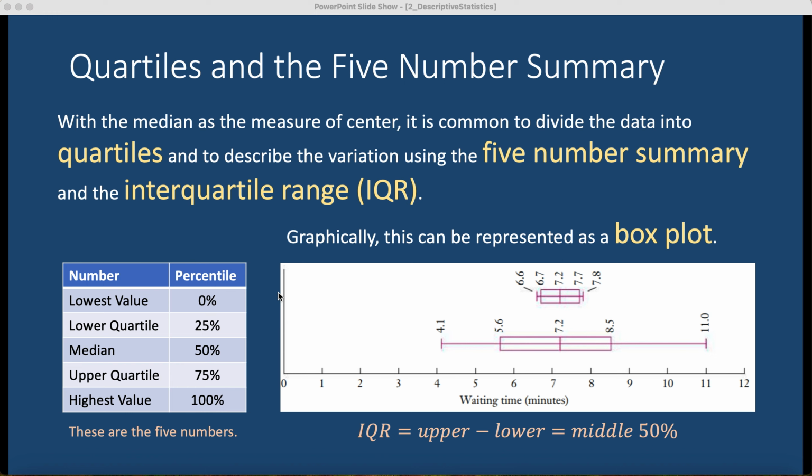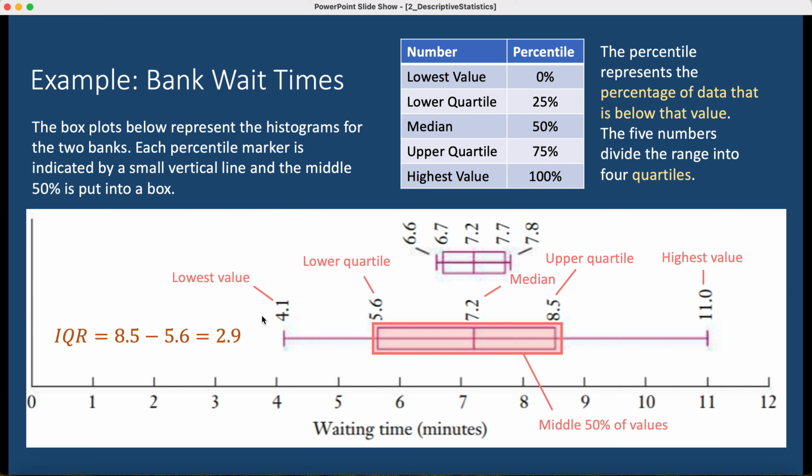And what those points represent are the lowest value, which would be the 0 percentile, lower quartile, which is the 25th percentile, so 25% of the data is below that value, the median, 50%, upper quartile, 75%, highest value, 100%. So at the highest value, 100% of the data is below that point. And so we can identify, and let me blow this up a little bit so we can look at this more closely on the next slide, where those points are on the graph.